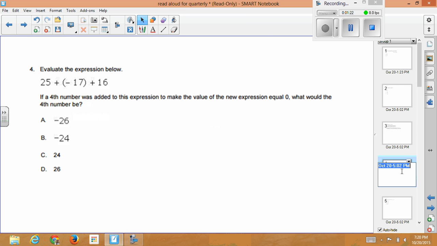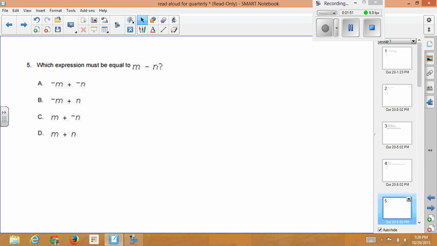Question 4. Evaluate the expression below. 25 plus negative 17 plus 16. If a fourth number was added to this expression to make the value of the new expression equal to 0, what would that fourth number be? A, negative 26, B, negative 24, C, 24, D, 26.